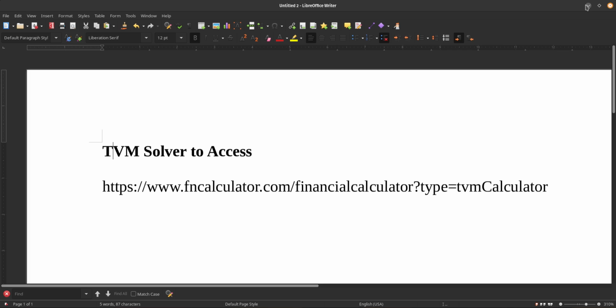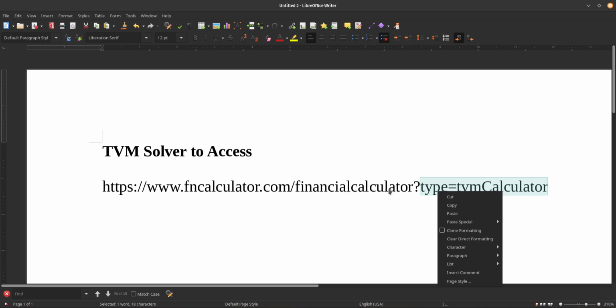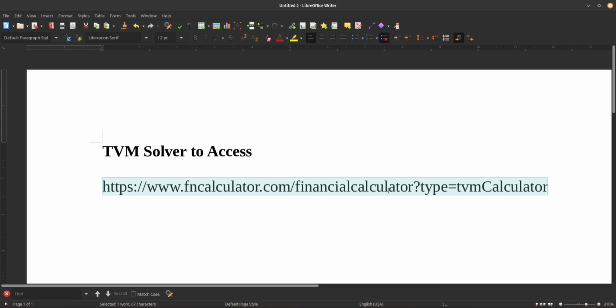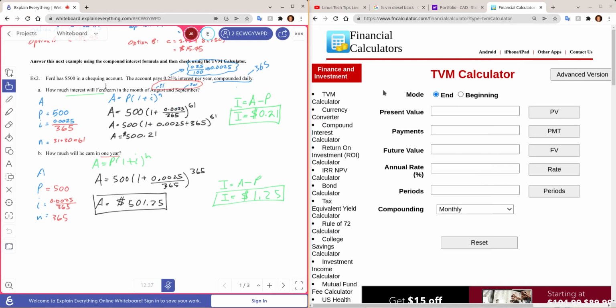So now let's take a look at the TVM solver by taking this link and copying it into our Google Chrome. When you copy it into Google Chrome, you're going to get to this page, Financial Calculators. Now, you'll notice you're going to have to make sure that the mode is set to end, right? And this TVM calculator literally does all of this information right here. It takes our A, our P, our compounding periods N, and our interest rate.